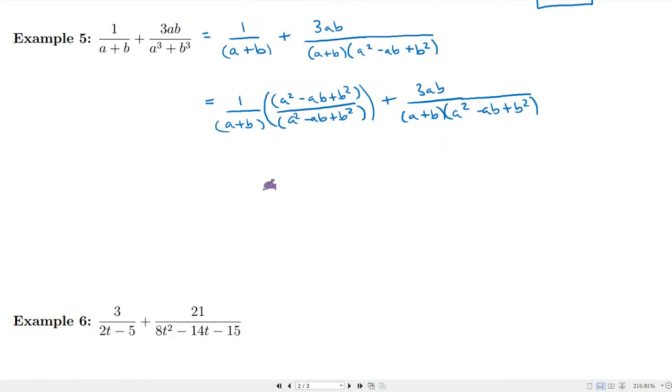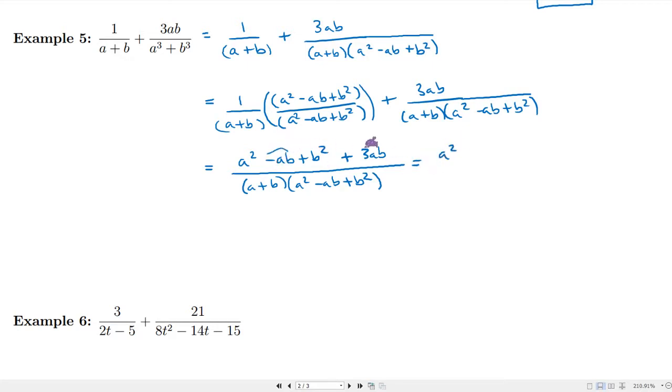So what do we get? So we have a squared minus ab plus b squared, and then plus the 3ab divided by our common denominator, a plus b, a squared minus ab plus b squared. And then now what we have here is a squared. These two are common, right? They both have ab's in them. So minus ab plus 3ab gives us positive 2ab plus the b squared. That's the only other term left over. And leaving the denominator alone, there's no reason to expand the denominator at this point.